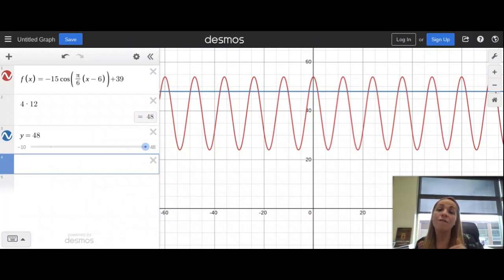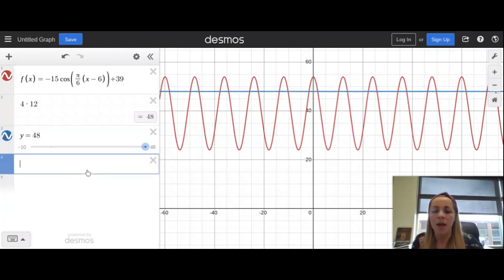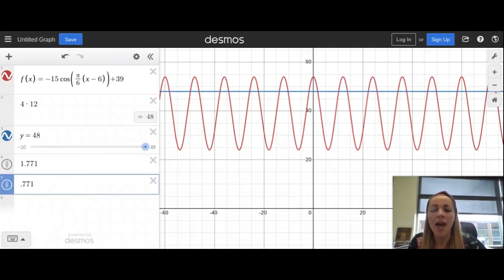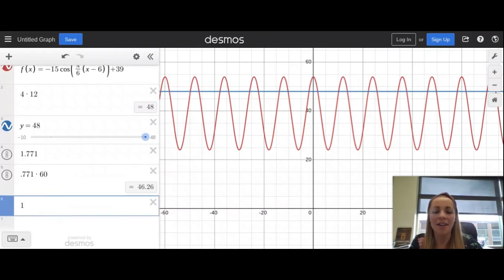And this question asks us the first time after midnight. And so if I come here, remember 0 represents midnight, I'm going to come to this graph, click this point, and it looks like my answer there is 1.771. I'm just going to type that here. So it's 1 a.m. and something. So that's not a good time though. So in order to get the time, we're going to take 0.771 and multiply it by 60. That will give us in terms of minutes. So it's at 1:46 a.m. for this problem.